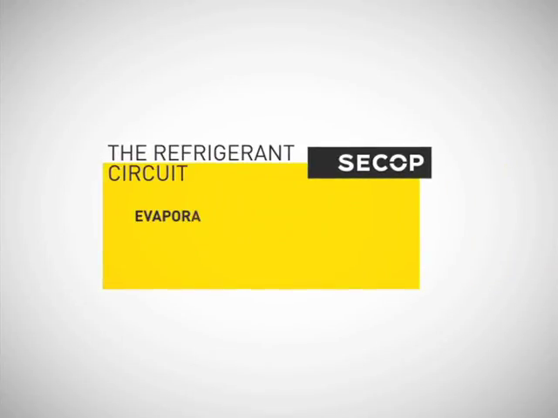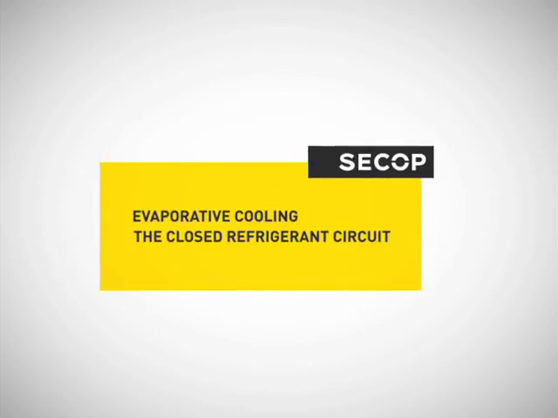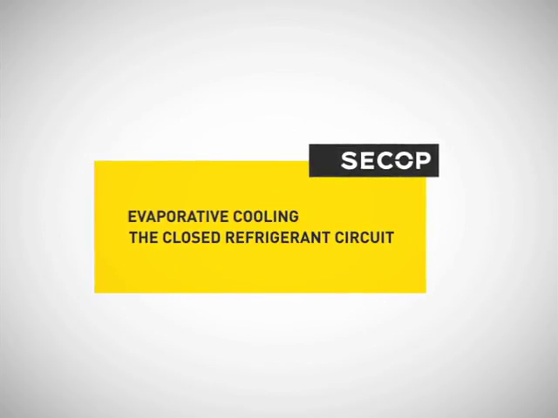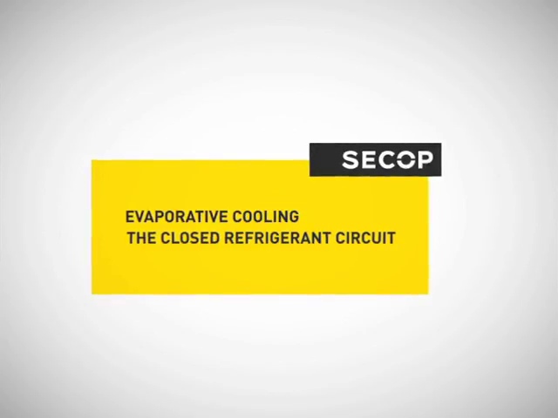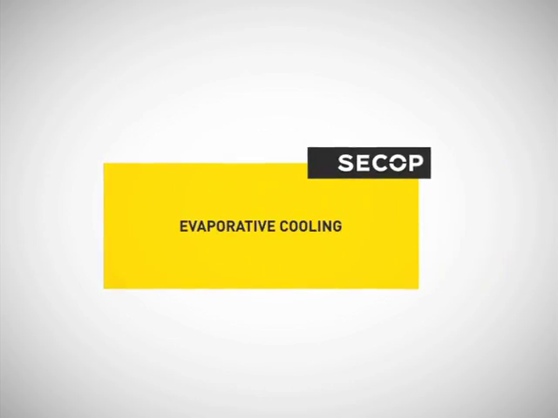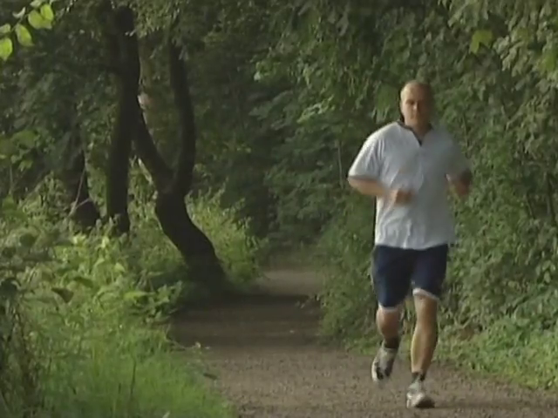In order to show how a cooling system, as for example in a refrigerator, functions, this film first explains the principle of evaporative cooling. Evaporative cooling. Nature, or rather the human body, provides the best explanation for evaporative cooling.